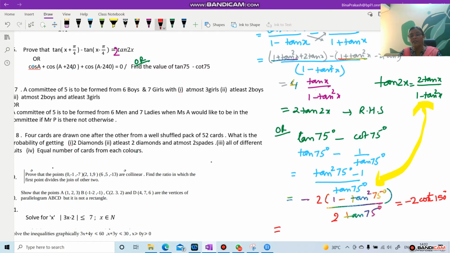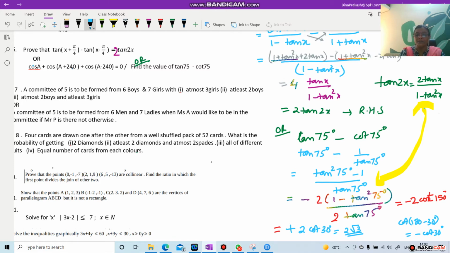Cot 150 is 180 minus 30, and 150 happens to be in the second quadrant, so it is negative, so it's minus cot of 30 degree. So minus and minus makes it plus 2 cot 30 degree, and the value of cot 30 degree is root 3, so it is 2 root 3. See how easily we could manage to get that.